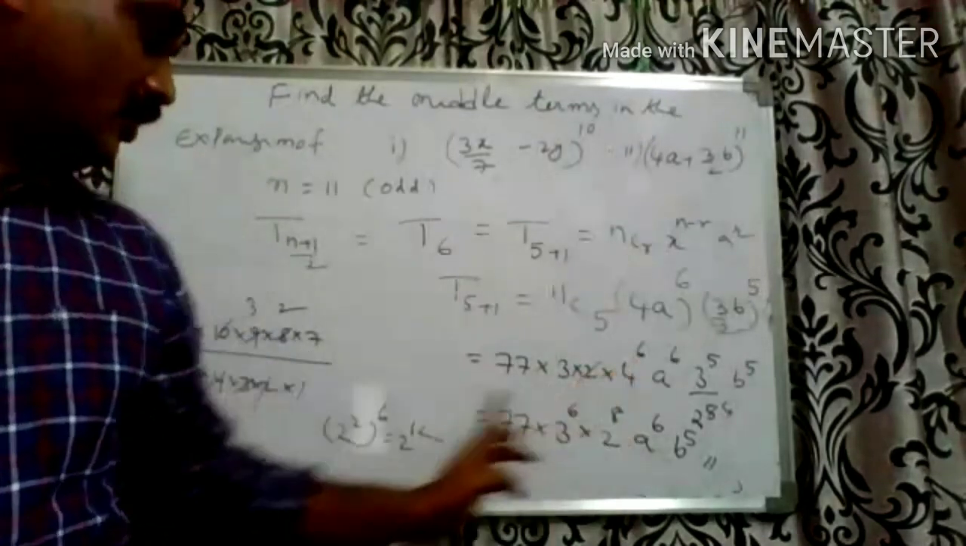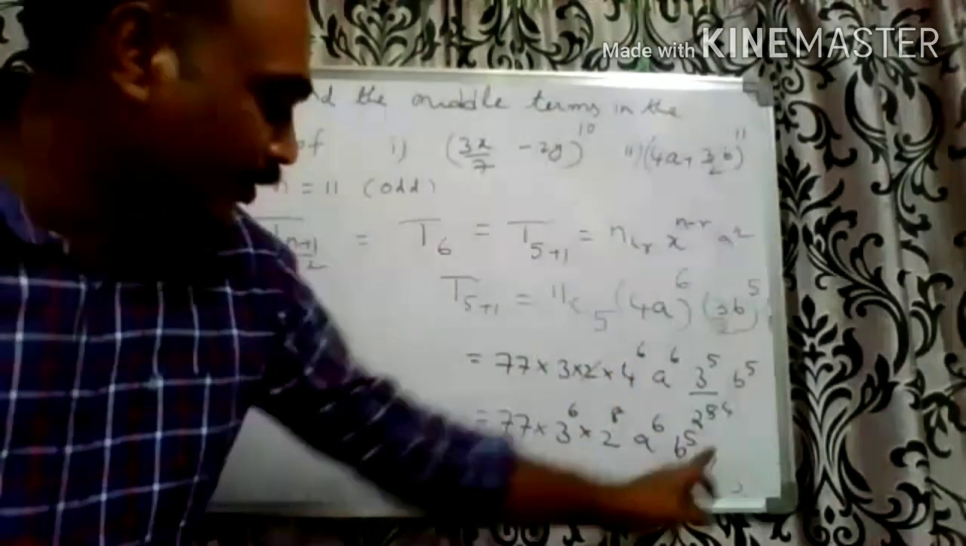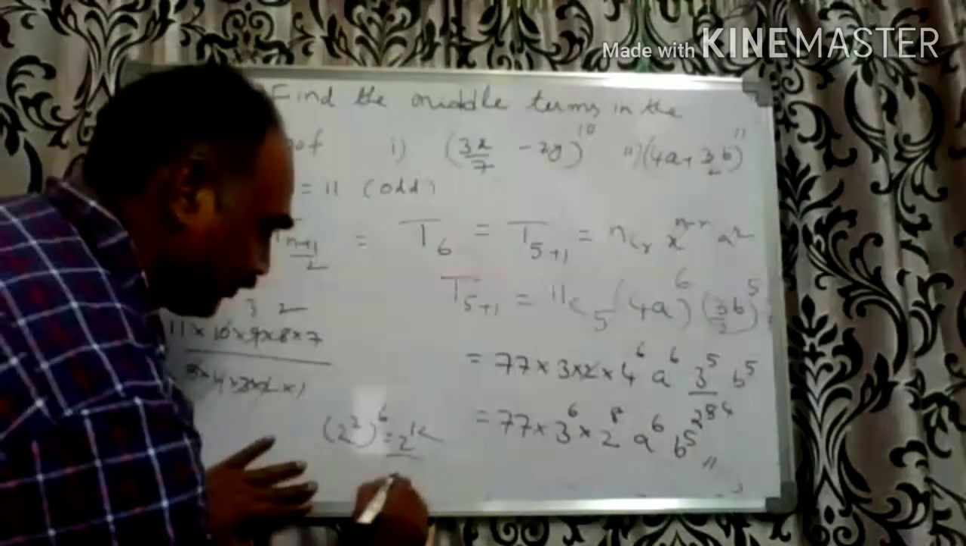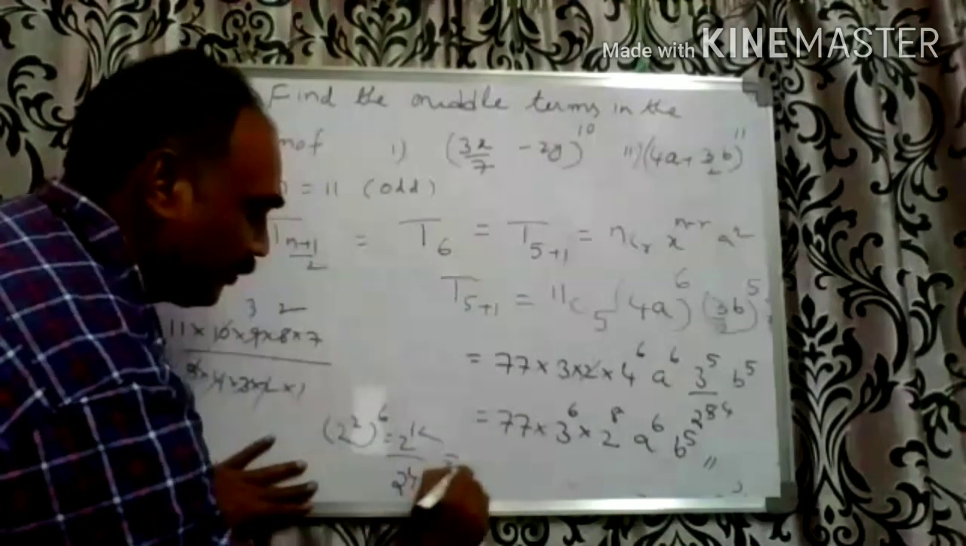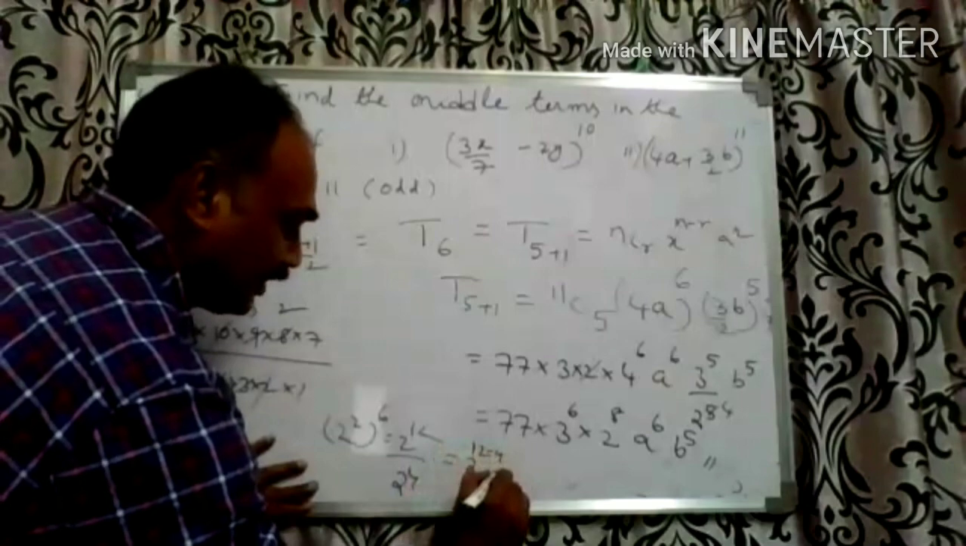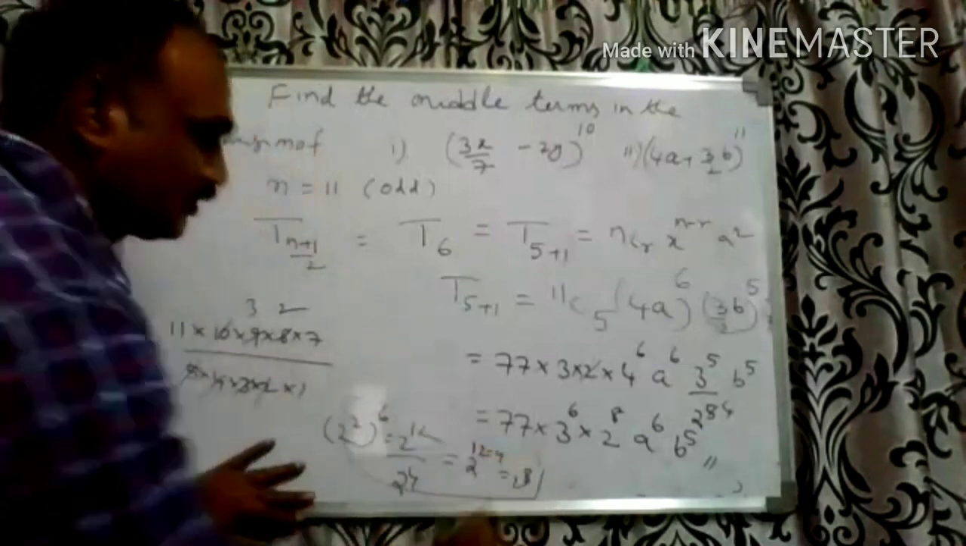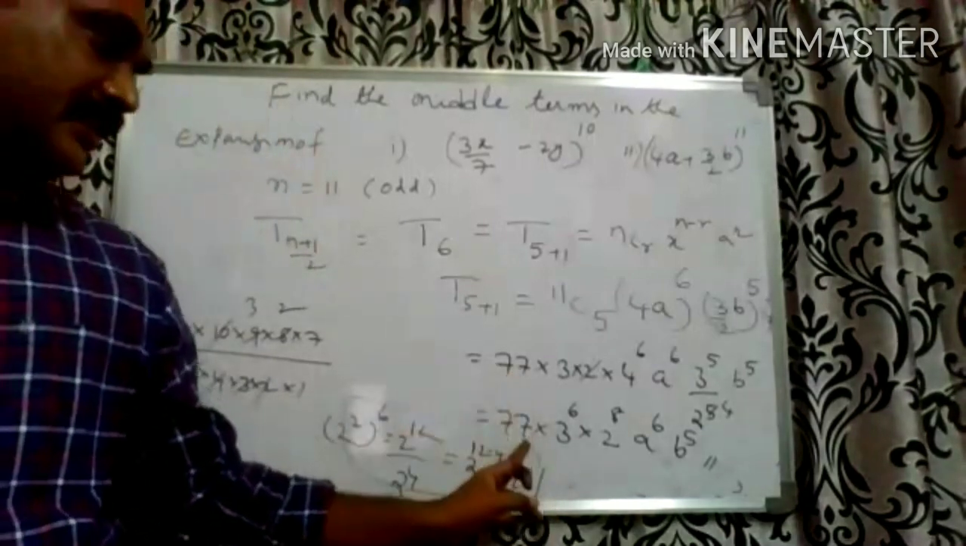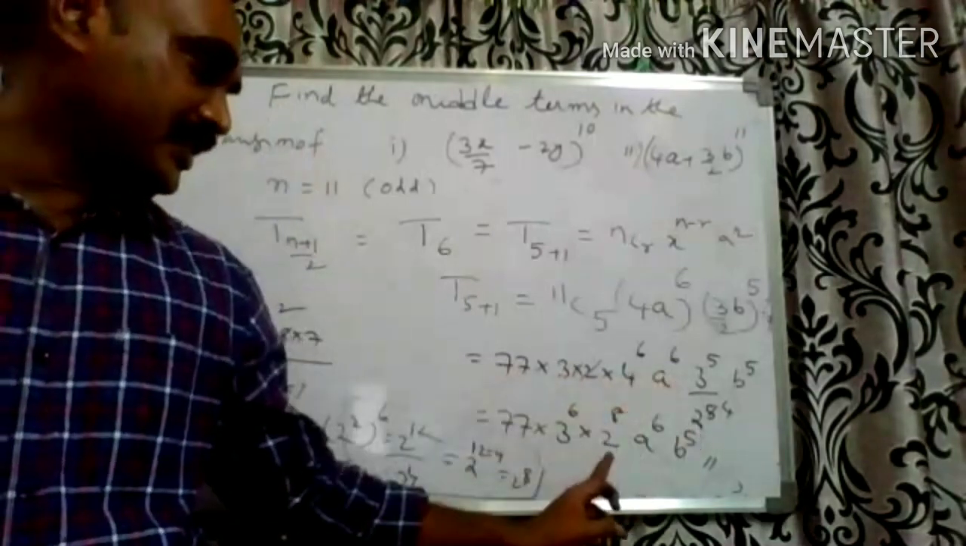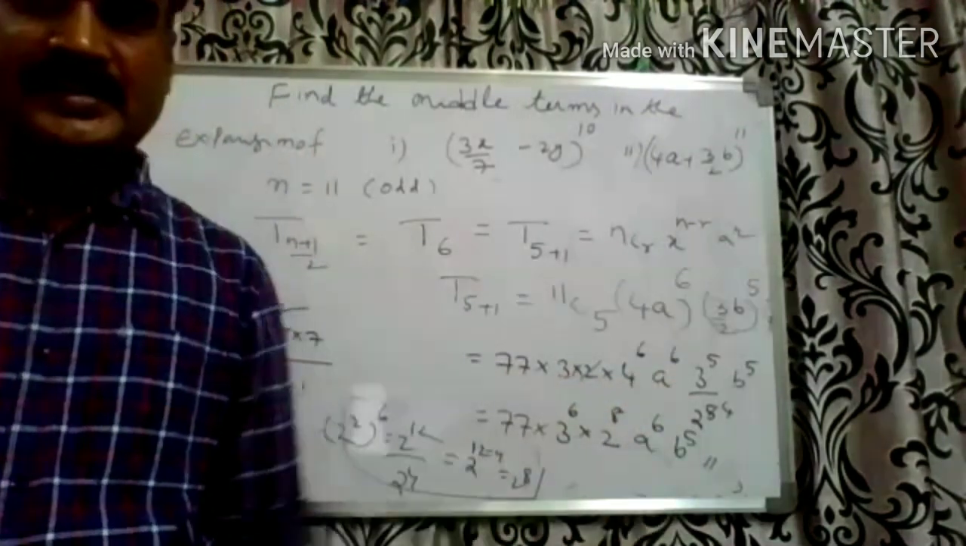4 power 6 is equal to 2 power 12 by 2 power 4. a power m by a power n is a power m minus n, 12 minus 4, 2 power 8. So the final answer is 77 into 3 power 6 into 2 power 8 into a power 6 into b power 5.